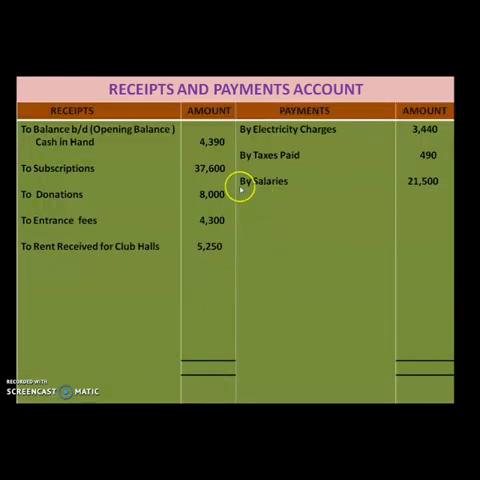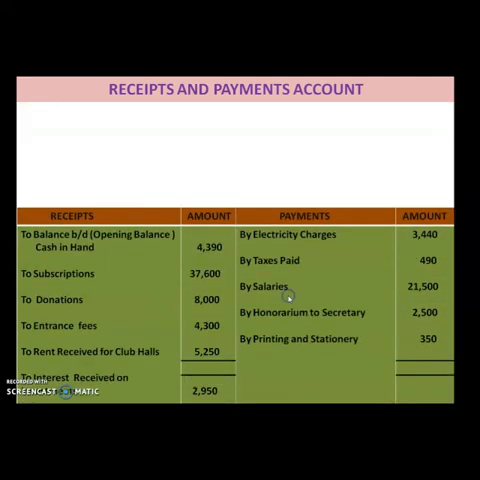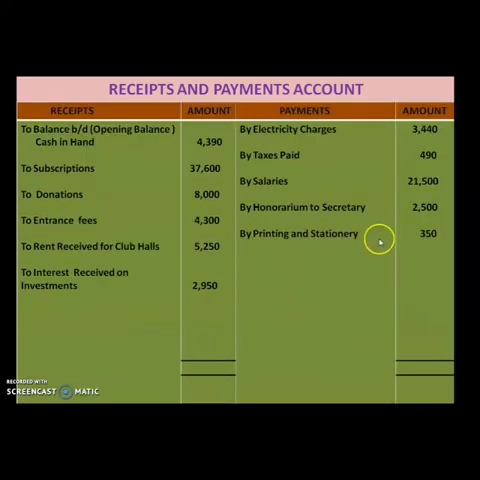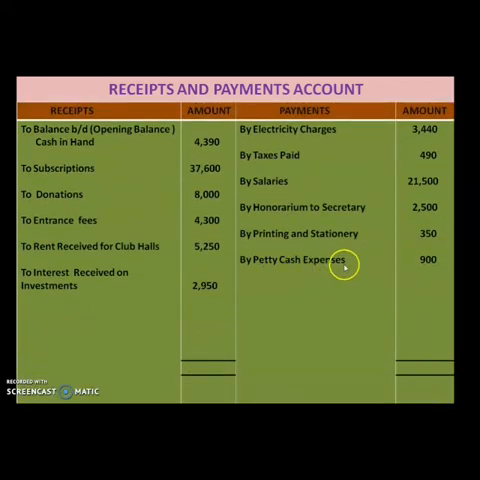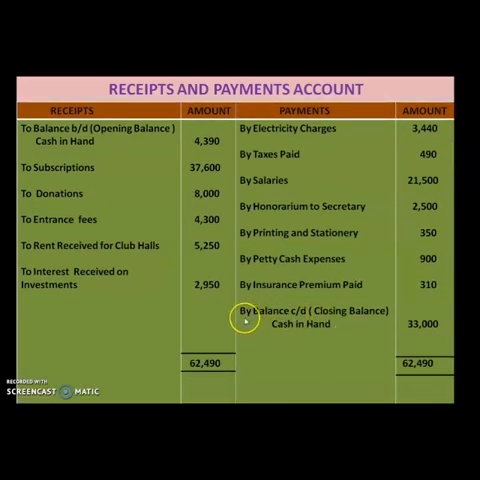Next we have salary, so it's like salary paid, so salary goes on the payment side. Next we have honorarium to secretary. So secretary honorarium means it's like giving bouquets or mementos to the secretary, so it's a payment. Then interest received on investment, so it is again a receipt. Next we have printing and stationery, it is also a payment. Next we have petty cash expenses. Expenses means payment. Then we have insurance premium paid, again a payment, so payment side. And last it is balance carried down.